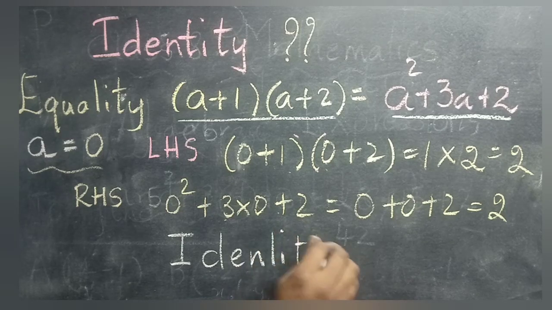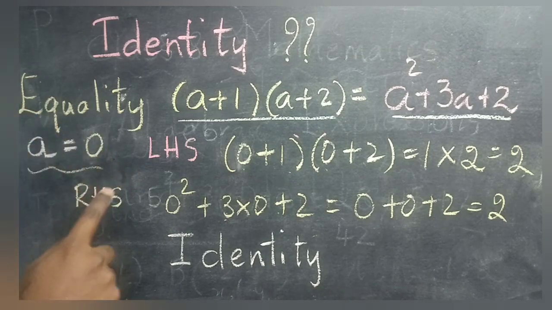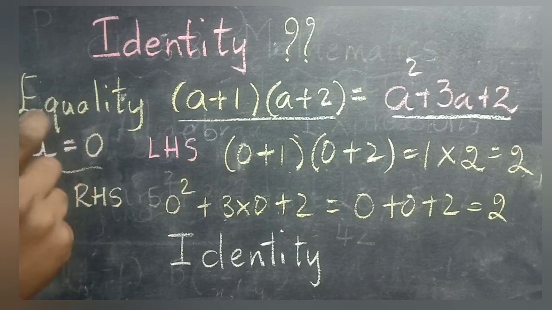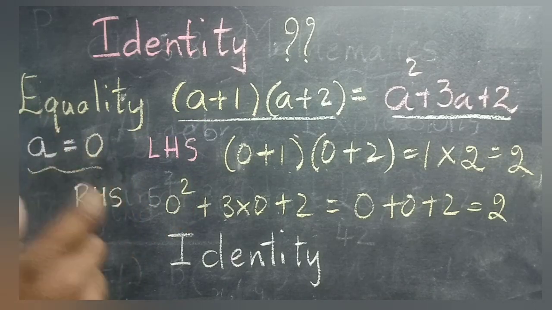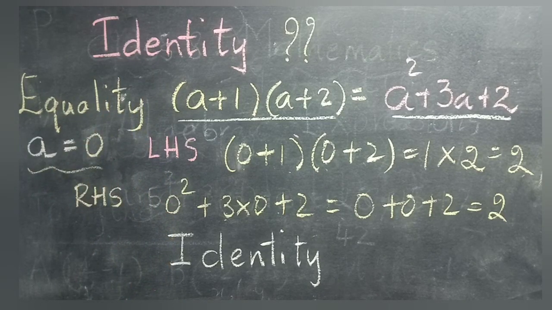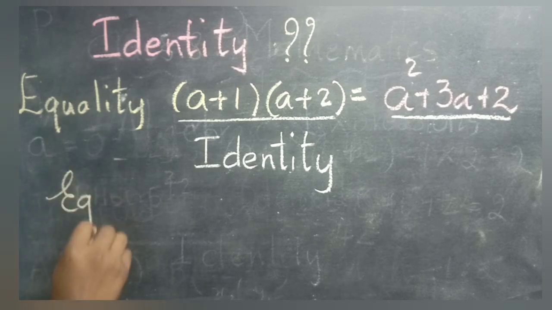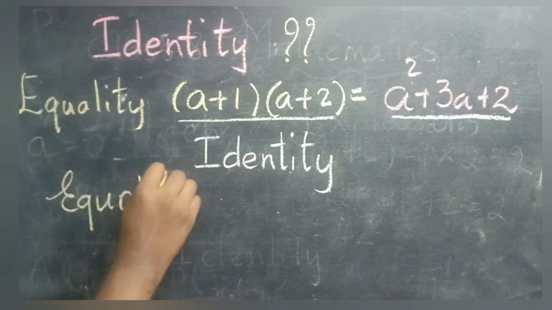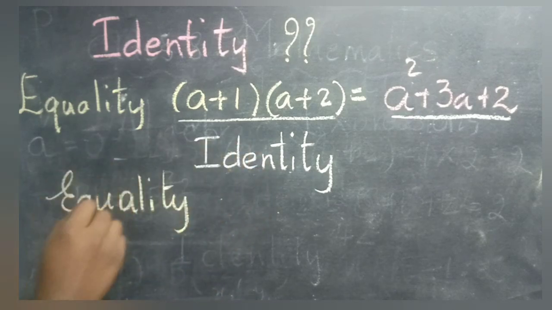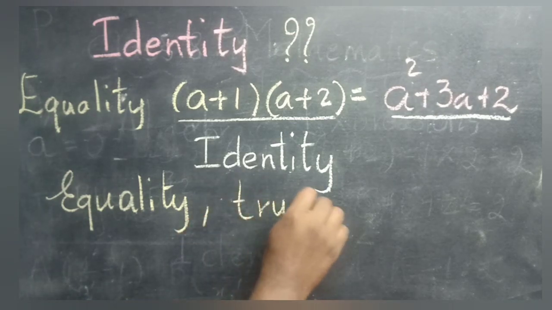What is an identity? For every value of the variable in it, here it is a, in an equality where LHS and RHS are equal, we call that an identity. Identity is an equality where it is true for every value of the variable in it.